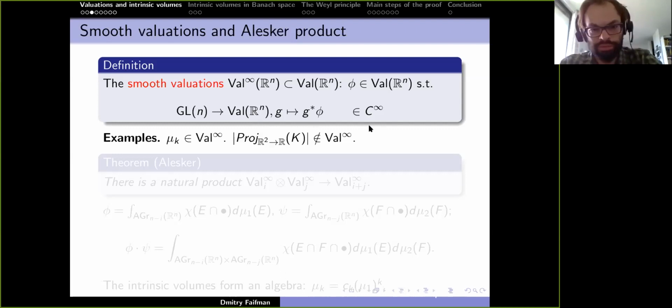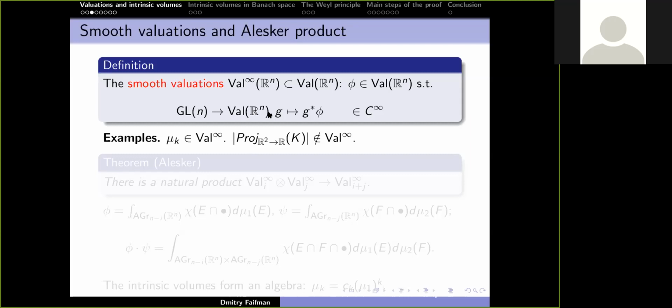Two examples that we've seen, the kth intrinsic volume happens to be smooth, but for instance, the other example we had is not smooth. It's easy to convince yourself that if you are in the plane and your valuation is project to the line and take the length of that, then when you start with an interval and you rotate it, you'll be getting something like the absolute value function. That's not smooth, of course.